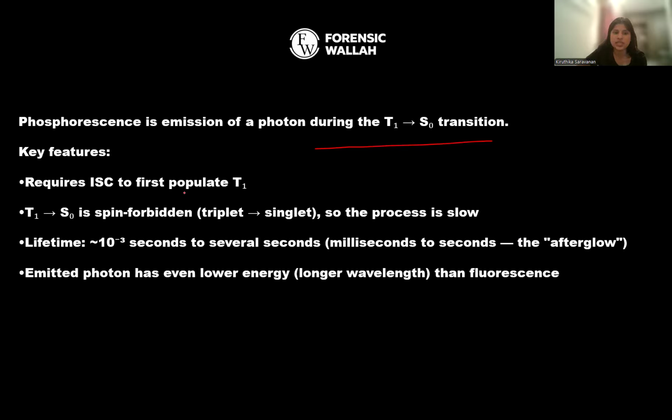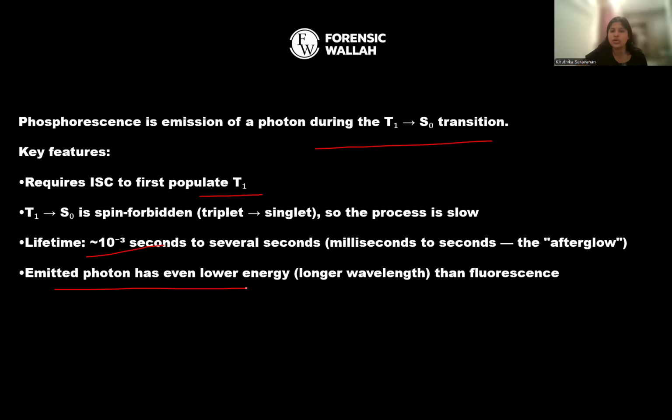Here you can see ISC to first populate T1. From T1 to S0, from triplet to singlet, it is a very slow process, and the lifetime is from 10 to the power of minus 3 seconds to several milliseconds also. And there is an afterglow reaction, that is, after removing the light source it still continues to glow. That is why it is a very slow reaction as well.